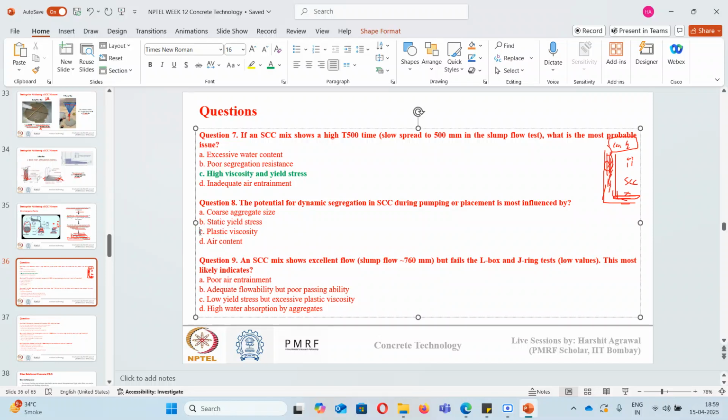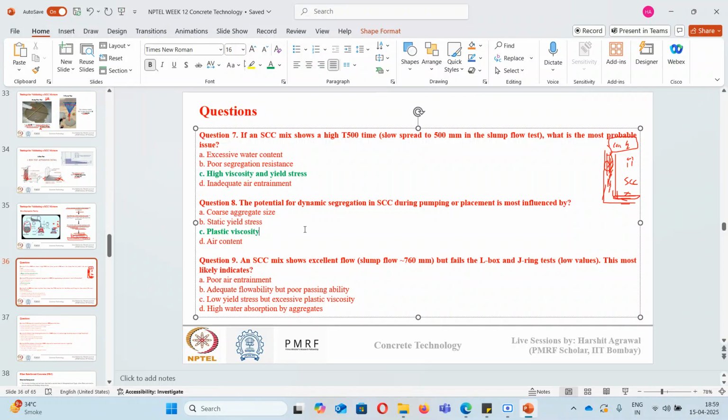Okay, so it is the plastic viscosity, which will be the critical factor. When I talk about high plastic viscosity, it will help me to resist segregation during movement of concrete. If my concrete is viscous enough, then it will be cohesive also, which will help my concrete to not segregate.